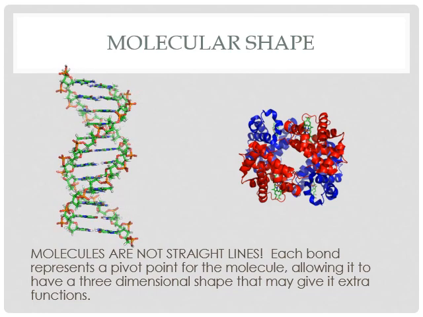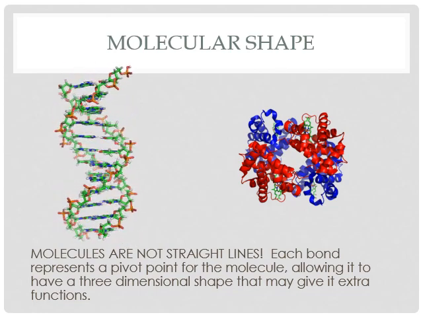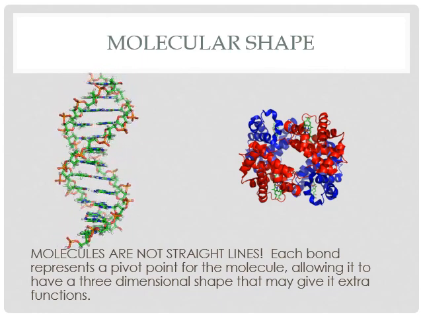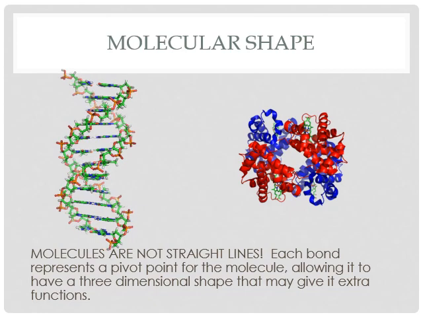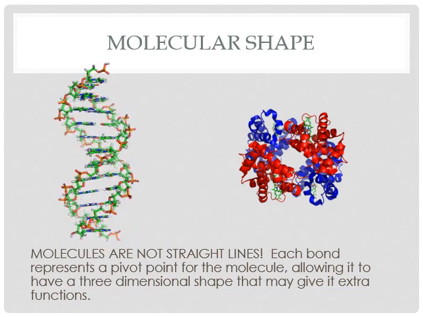Form always determines function. Here you have a molecule of hemoglobin. It carries oxygen. It looks like it's got this little hole here. Well, what can fit in that hole? A few oxygen molecules. It's like a little Easter basket of oxygen.